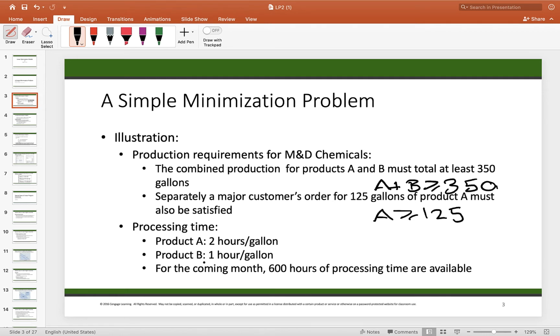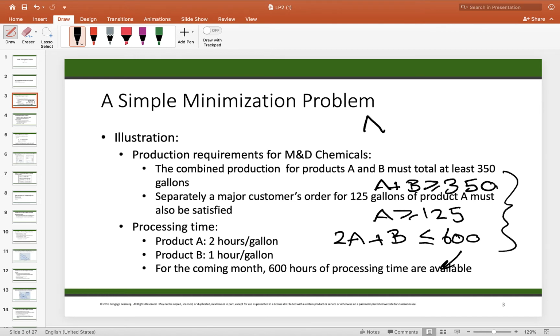And then the processing time is 2 hours for product A. So for every gallon of product A, it's going to take 2 hours. So that's 2A hours spent on producing all the gallons of product A. And for product B, it takes 1 hour per gallon. So there's a 1 in there, but I just write it as B. And that must be less than or equal to 600 because that's the constraint we've got coming in there. So these are the three basic constraints.